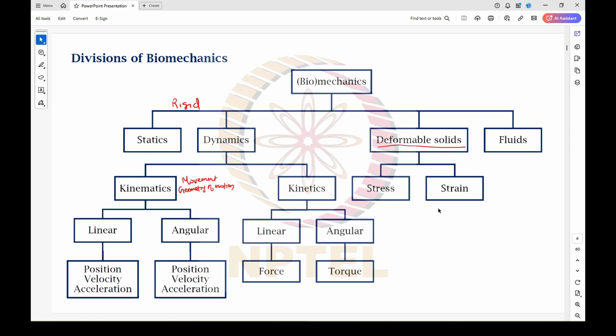The rigid body systems include static systems and dynamic systems. And these dynamic systems are further divided into kinematics or kinetics, depending upon what final output you are looking at. Furthermore, there are other systems such as deformable solids, in which usually stress and strain are looked at, or fluid mechanics.